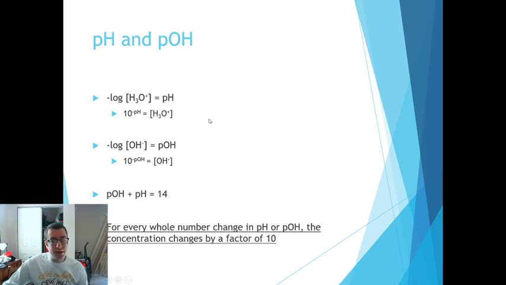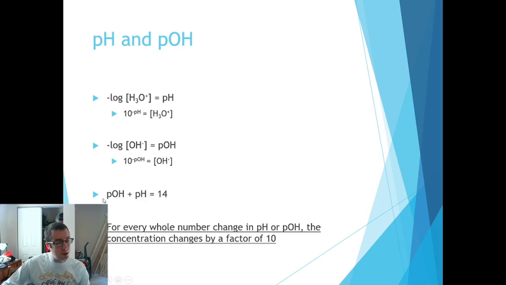But based on how logs work, and these are all base 10 logs, whenever you go to rearrange it, it actually looks like this, because you can't just divide or multiply by a log. It's a whole different kind of math function. Same thing down here. So these equations are not too terribly difficult.